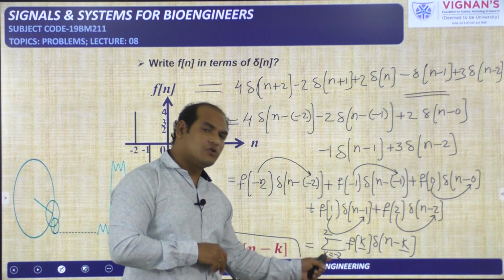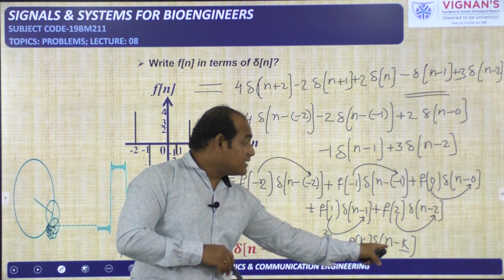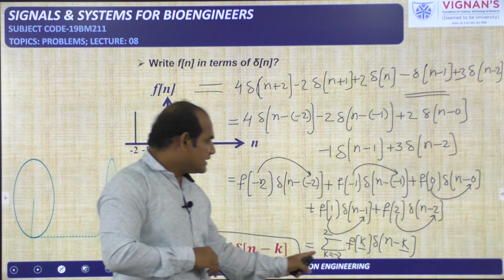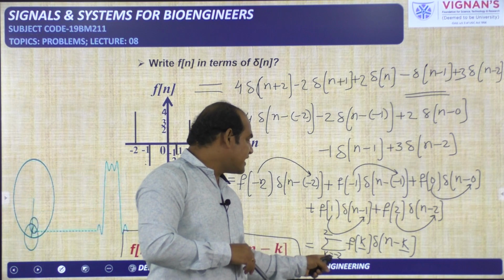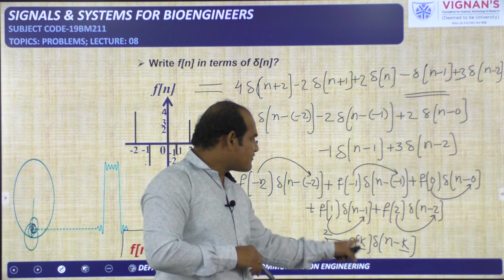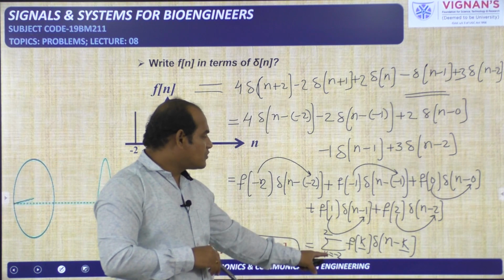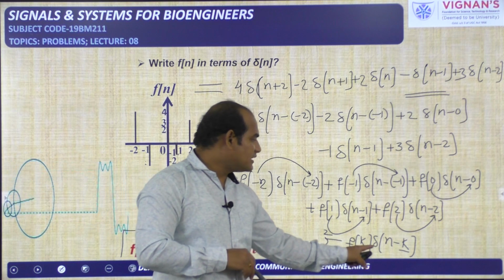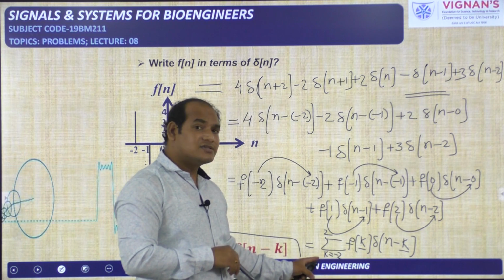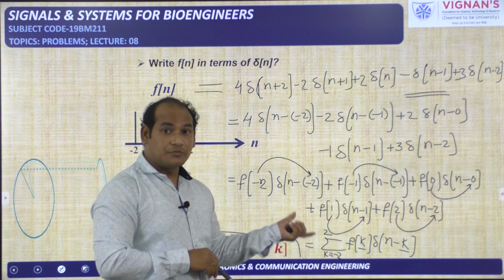Now take k is equal to minus 2. Substitute here: f of minus 2, delta of n minus of minus 2. This will come. Take k is equal to minus 1, because for discrete we should take only integers. Substitute here f of minus 1, delta of n minus of minus 1. Next, take k is equal to 0, f of 0, delta of n minus 0. Take k is equal to 1, f of 1, delta of n minus 1. Take k is equal to 2, f of 2, delta of n minus 2. Over. So that's why we have summed all those things.